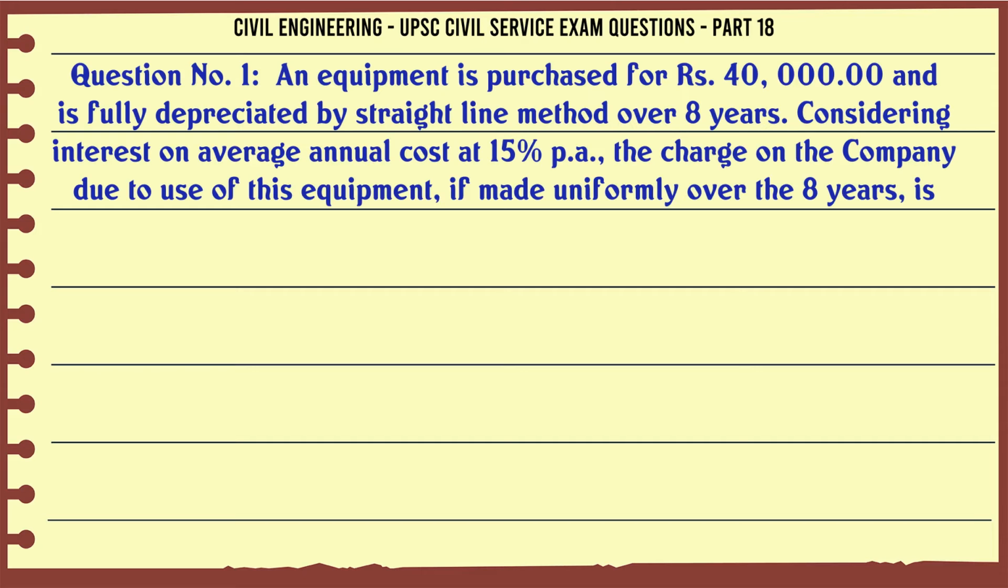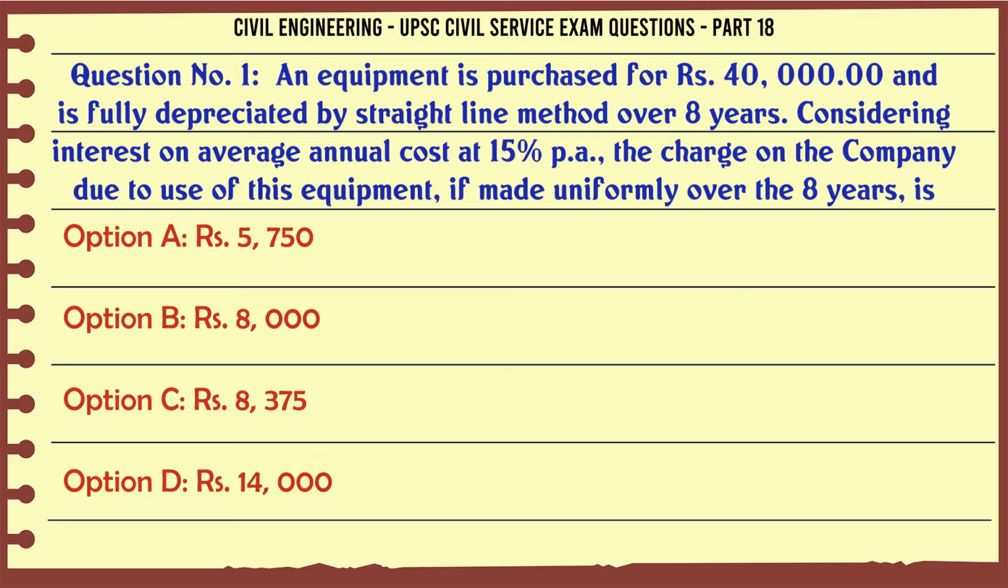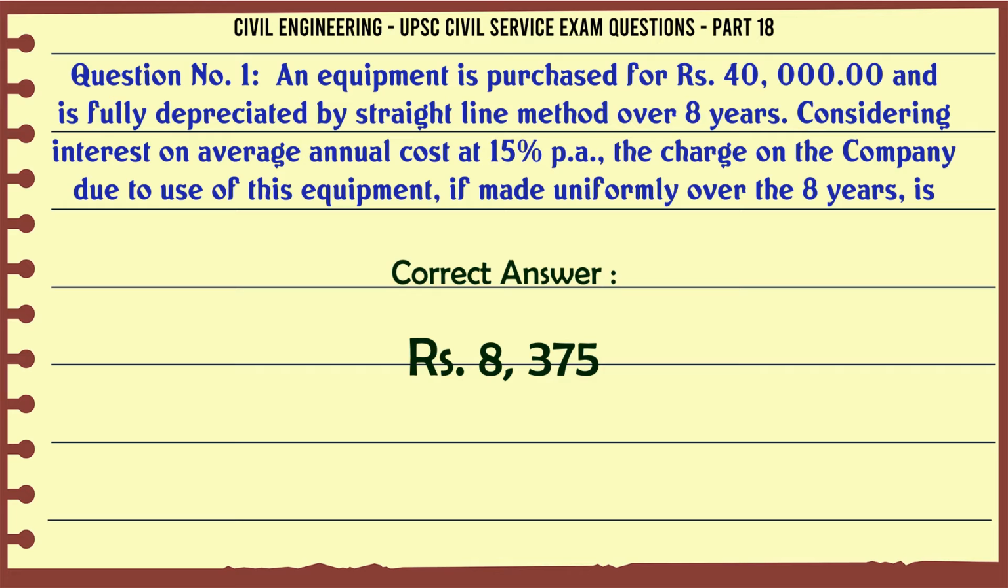An equipment is purchased for 40,000 rupees and is fully depreciated by straight line method over 8 years. Considering interest on average annual cost at 15% per annum, the charge on the company due to use of this equipment if made uniformly over the 8 years is: A. 5,750 rupees, B. 8,000 rupees, C. 8,375 rupees, D. 14,000 rupees. The correct answer is 8,375 rupees.